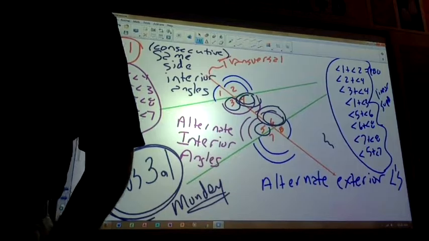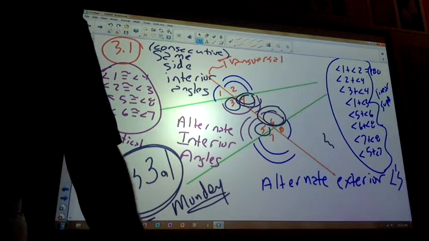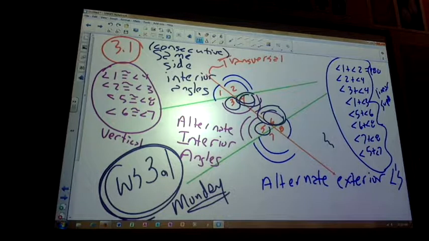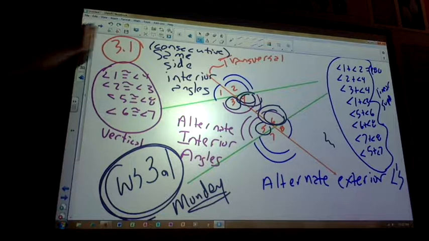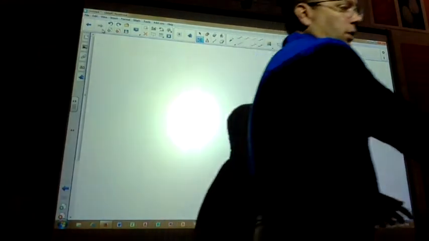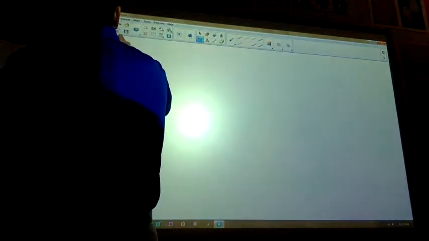Is there anything from 2.4a or 2.5 you would like me to go over that I had not gone over yet? Go ahead. 3.5, number 7. Yes. Ooh, that's a toughie.